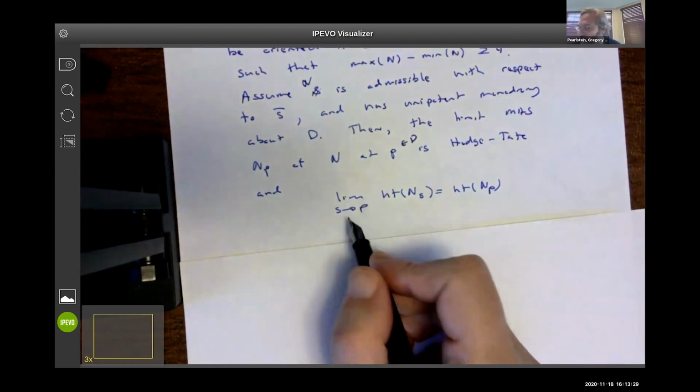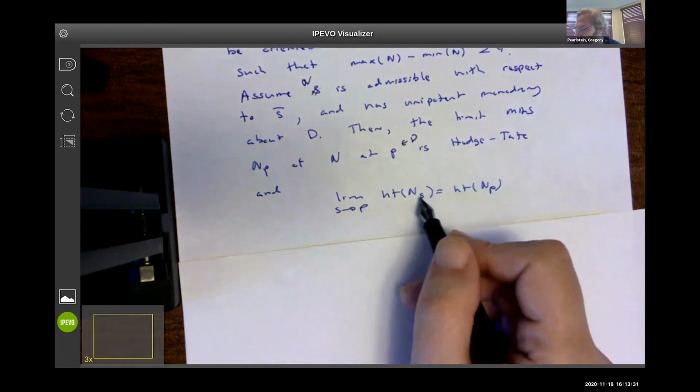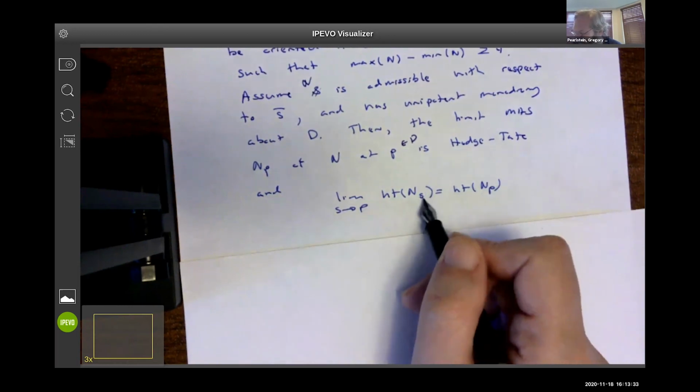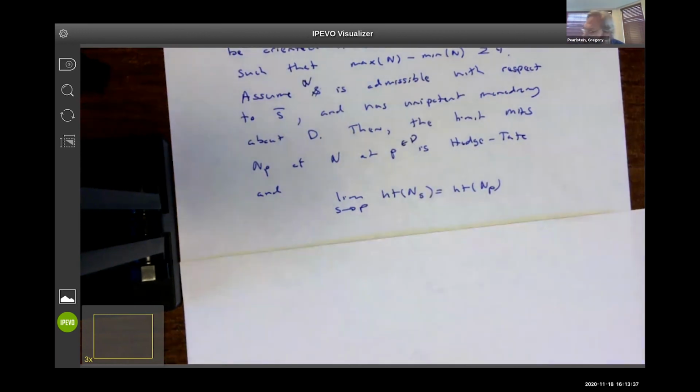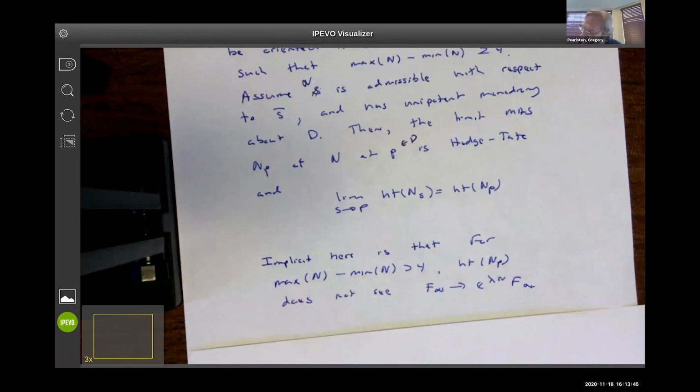the limit as s goes to P of the height of the variation, as I defined it above, is actually equal to the height of that limit at P. So that's kind of like the analog of what was in that result with Patrick.